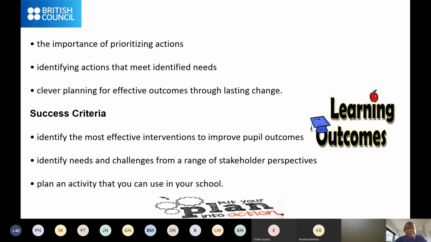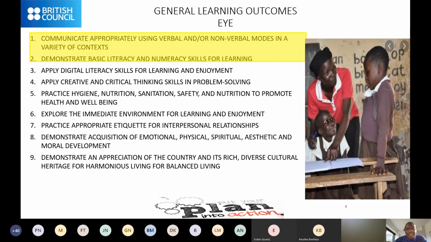So remember the general outcomes. These are the general outcomes of early years education. And this is what we want to reinforce. This is what we go to school to do. And therefore, whatever innovation, whatever research, whatever new idea we are doing is to make this better so that these outcomes are much deeper in the learner.